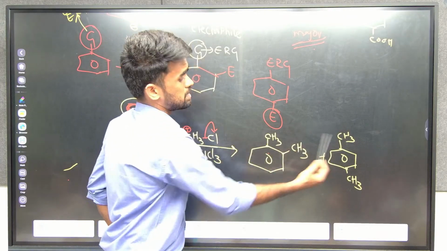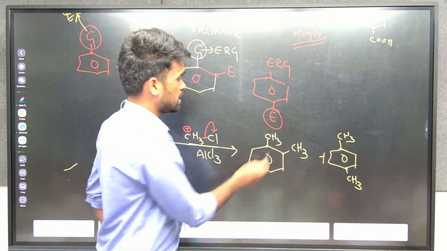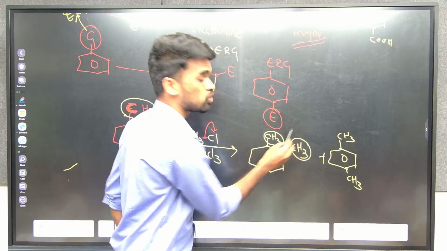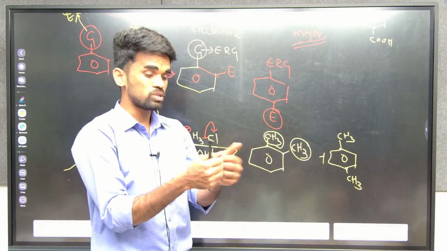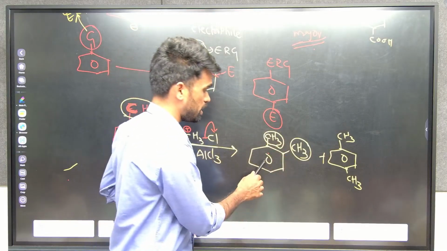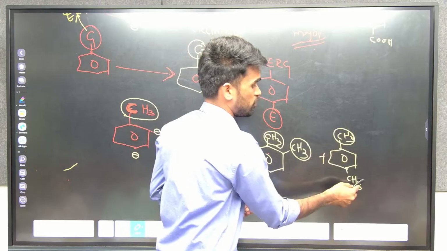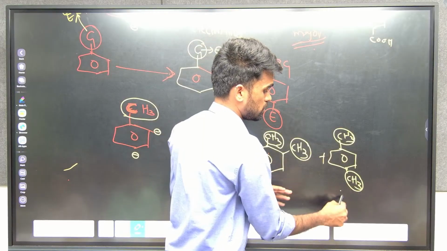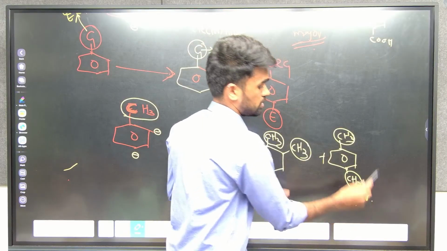But how exactly do we identify which is major? See, both of them are non-polar groups, alkyl groups only. There is no force of attraction between them. More repulsions are there between the hydrogens. That's why this is minor. See, these are very far apart, so there are minimum repulsions between them. It is major, like this.